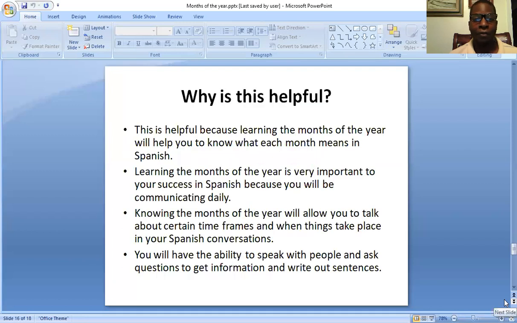Why is this helpful? This is helpful because learning the months of the year will help you to know what each month means in Spanish. Learning the months of the year is very important to your success in Spanish because you will be communicating daily. Knowing the months of the year will allow you to talk about certain time frames and when things take place in your Spanish conversations. You have the ability to speak with people and ask questions to get information and write out sentences.